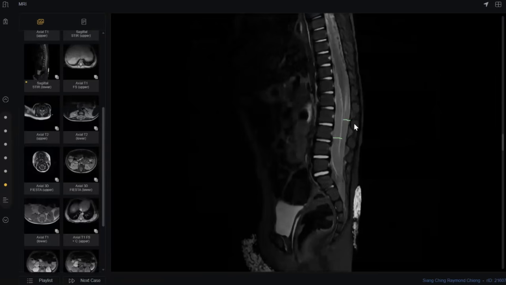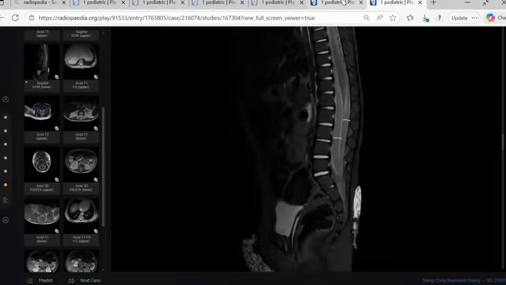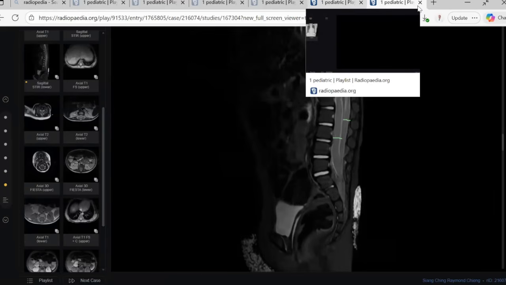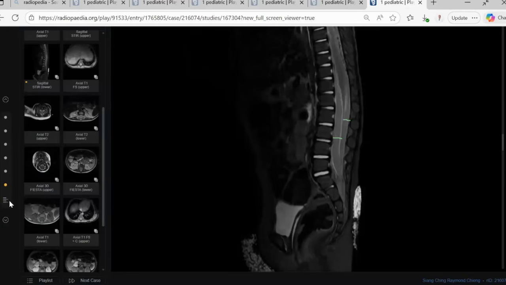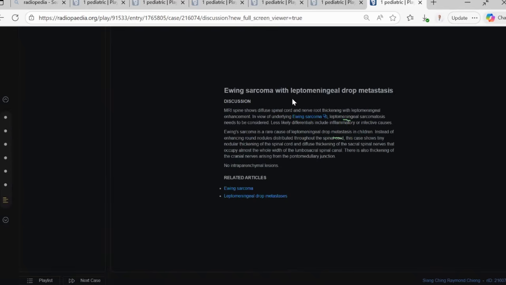This was the STIR, and all of this was leptomeningeal thickening of the thecal sac. Thank you so much. Thank you, sir. Next candidate. Ewing sarcoma with leptomeningeal drop metastasis. Next candidate.